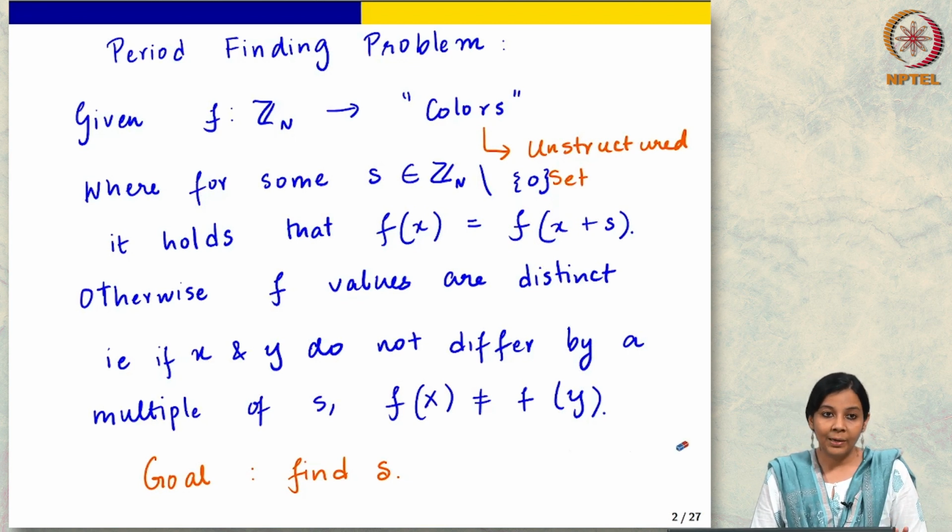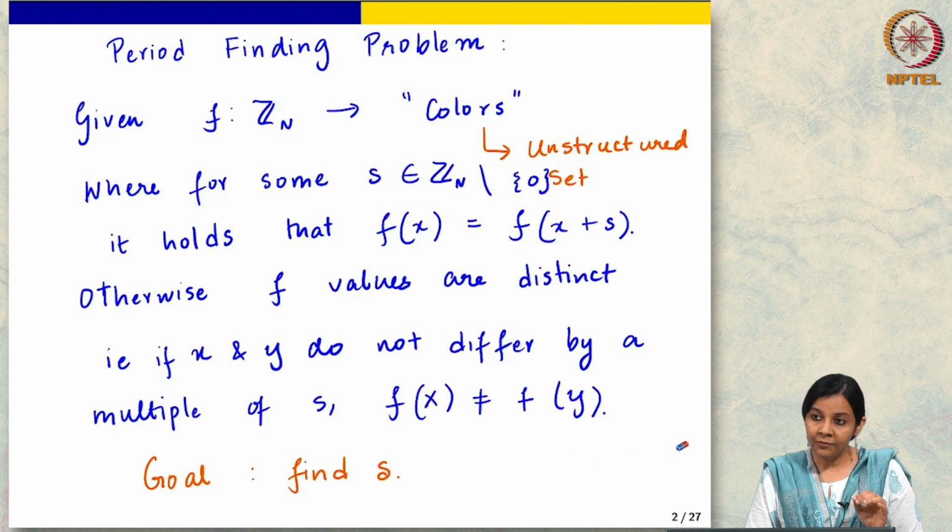Is the question clear to everybody? Okay, so this is what we want to do. And I do want to mention that in order to solve factoring, period finding by itself will actually not be enough. What we need is something a little different, which is order finding. So we want to find the order of an element in a group.